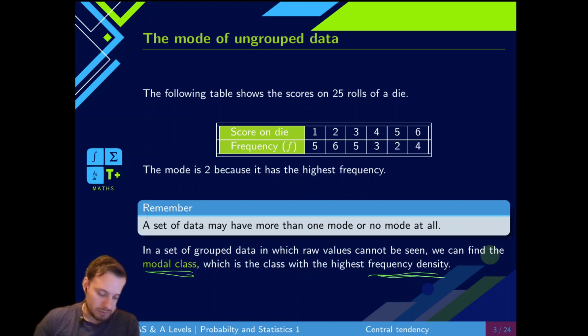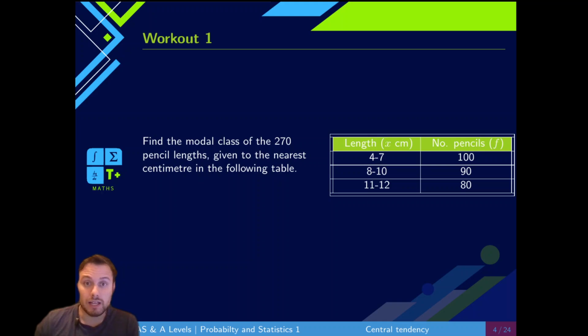Okay, so for example, we're going to look at our first workout here. We're going to include some exercises within these slides. So let's see if we can find the modal class of these 270 pencil lengths that are given to the nearest centimeter. What does that mean? It means that we have data that has been rounded, so we need to work with the actual classes and not the real classes. So let's take a look at this.